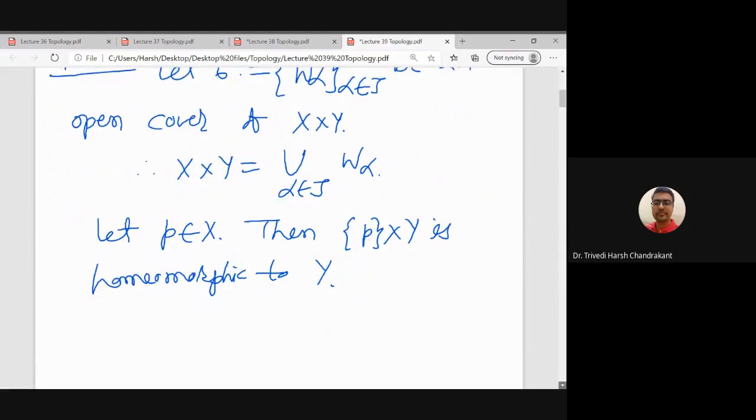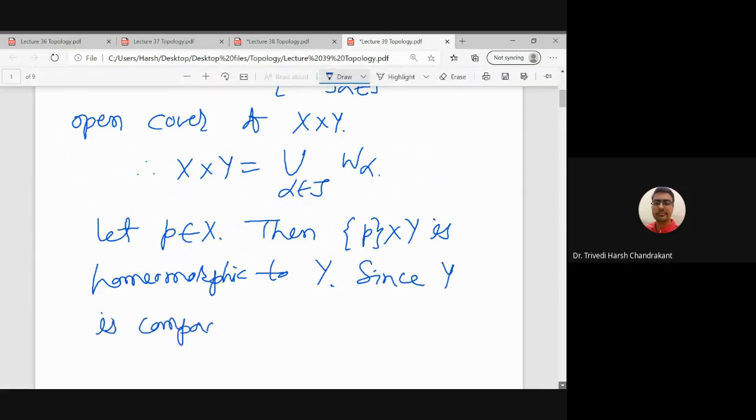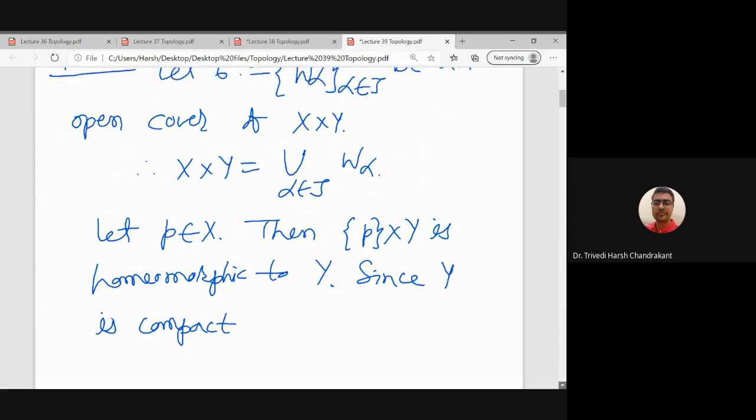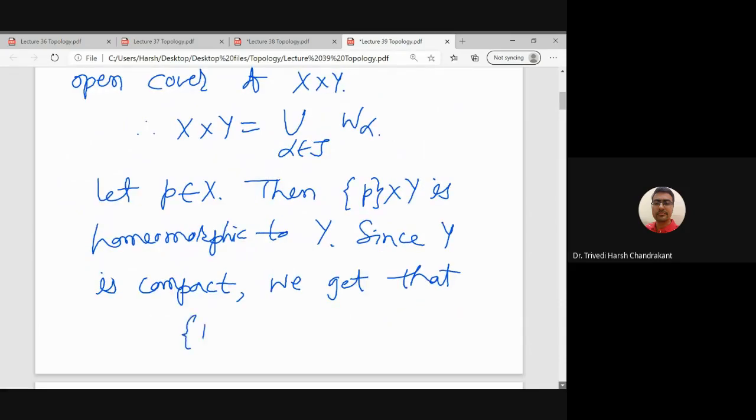So whatever topological space Y we take, singleton P cross Y is homeomorphic to Y, and what we know about Y, in the hypothesis, is that Y is compact. So since Y is compact, and compactness is preserved under continuous functions, so in particular it is preserved under homeomorphism, we get that P cross Y is also compact. So P cross Y is a compact space, and the relation between X cross Y and P cross Y is that singleton P cross Y is a subset of X cross Y, and for X cross Y we have an open cover, so that will also cover P cross Y.